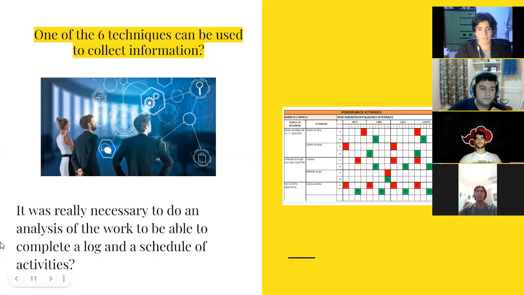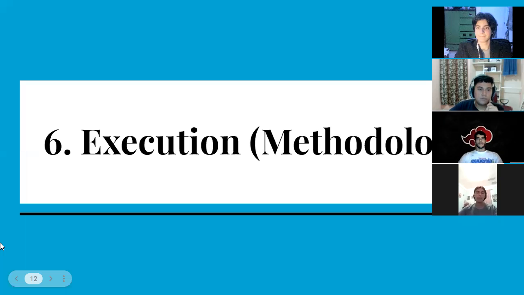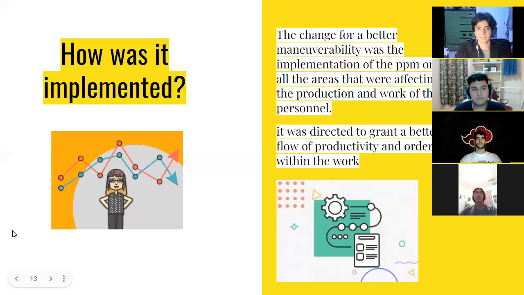Next. Okay, the sixth point, the execution and methodology. How was it implemented? The change for better maneuverability was the implementation of the PPM in the old areas that were affecting the production and the work of the personnel.